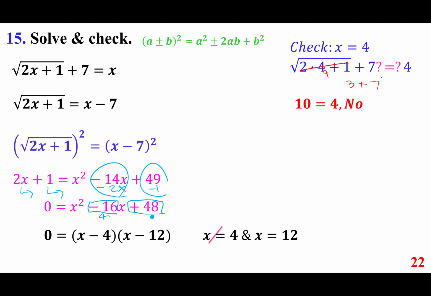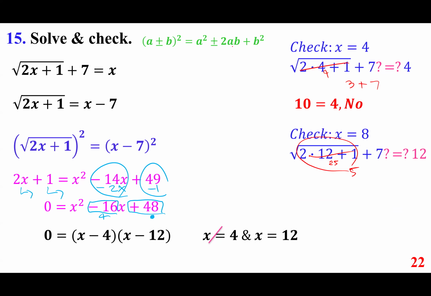Let's try number 12. 2 times 12 is 24, plus 1 is 25. 25 comes out as 5. Is 5 plus 7 the same as 12? Yes, number 12 works, and that's a solution. So you check, and you check with the original equation only.